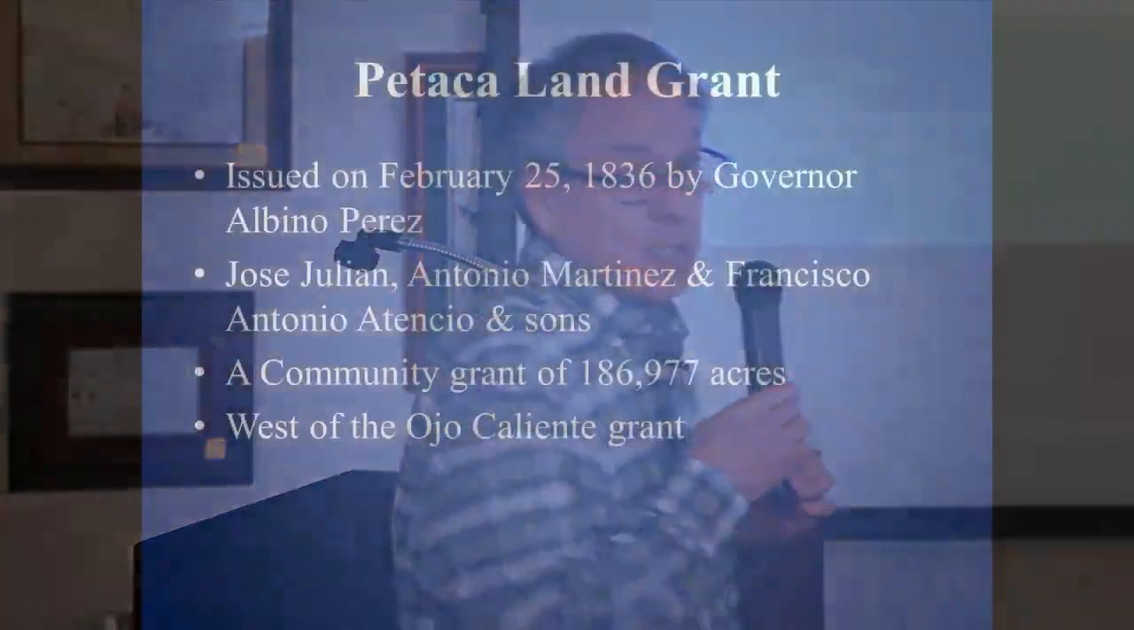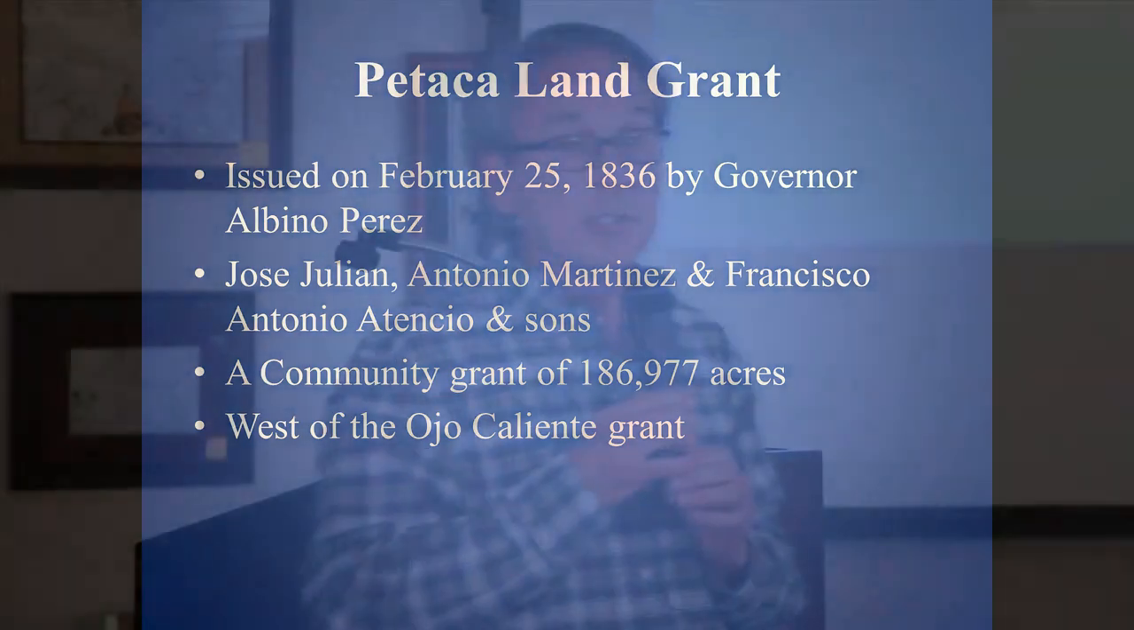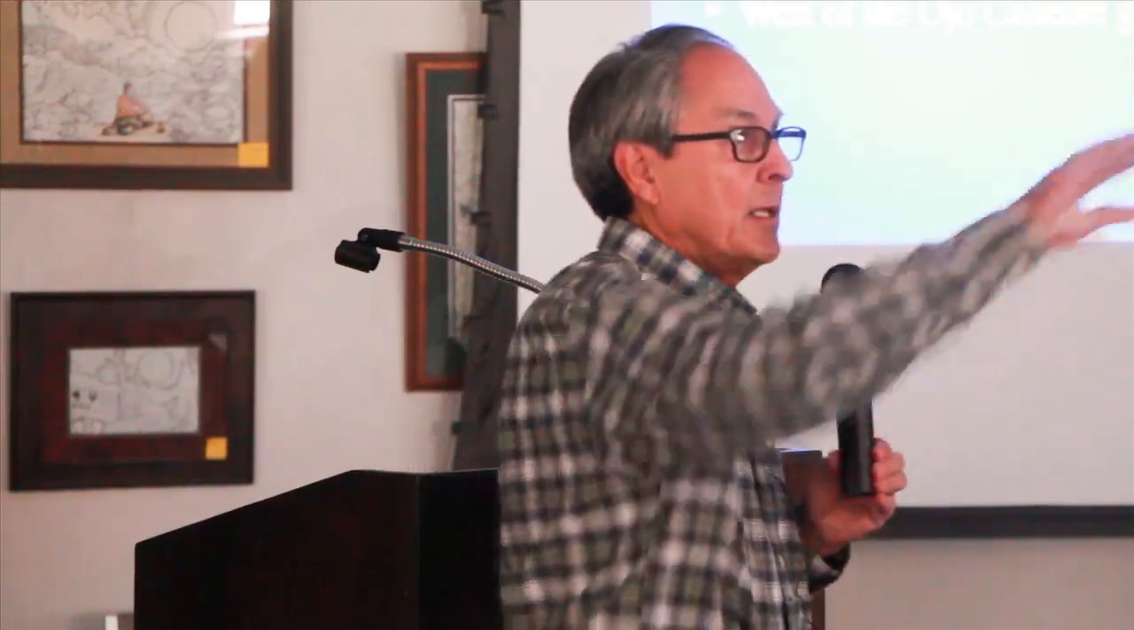The Petaca land grant is another critical one when you start looking at the land claimants and the issues that happened. It is west of the Ojo Caliente. It was a large land grant of 186,000 acres. When it came to the courts to validate it, the judges, the tribunal, left out all the ejidos. It came out to only about 10,000 acres. So the people didn't have access to the community, to the ejido.